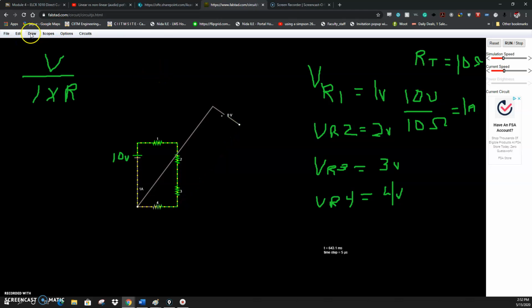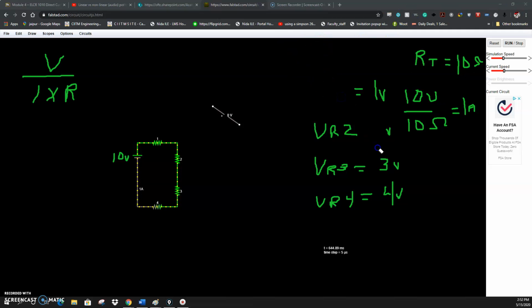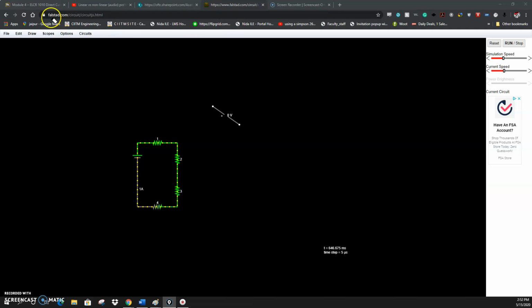Now, let's do one that's a little less, a little more challenging as far as the math. I made this one where the math would work out very nicely for us. But let's, there should be a, yeah, garbage. Okay, got rid of my Ohm's law too. That's okay. So V over I times R is always Ohm's law.